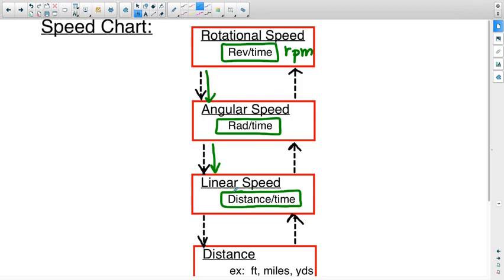Once I know a linear speed, I can then use that to calculate a distance traveled by just multiplying it by time. If for some reason I knew the linear speed of something, like let's say you know the speed of your car, you could work your way up the chart and find an angular speed for a certain distance, like say the edge of your tire. And then you can use that to figure out your RPMs. So this chart just does a nice job of showing how each of the different speeds fit together.